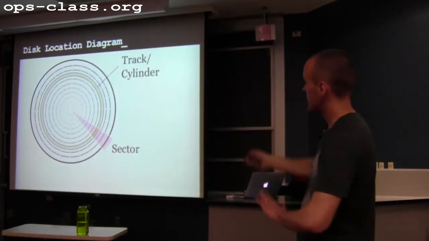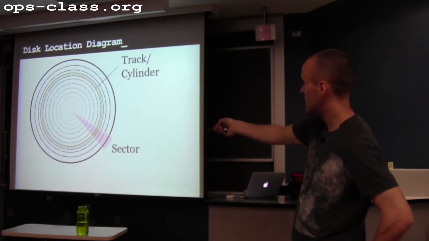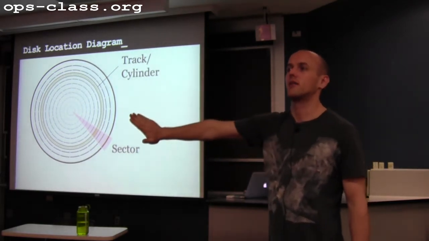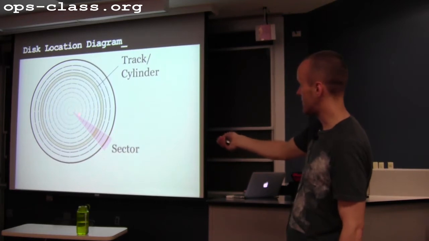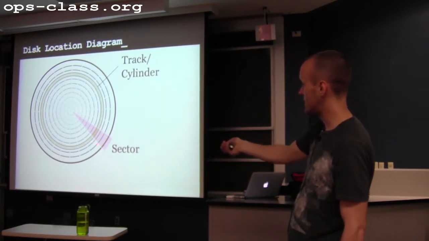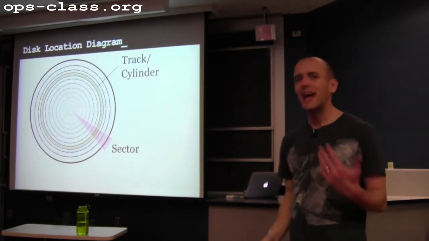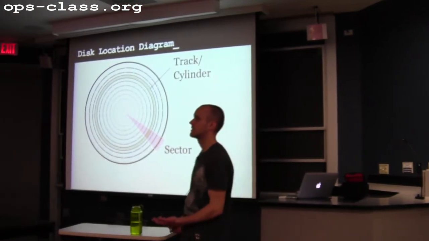So here's a platter viewed from the top down. Here's one track in yellow. The cylinder that is associated with that track goes down through multiple platters. And then the sector here is delineated by this particular pie-shaped piece. So it's a radial cut of the disk. Now, why would I care about a cylinder? Why would I even talk about a cylinder? Why does it matter?